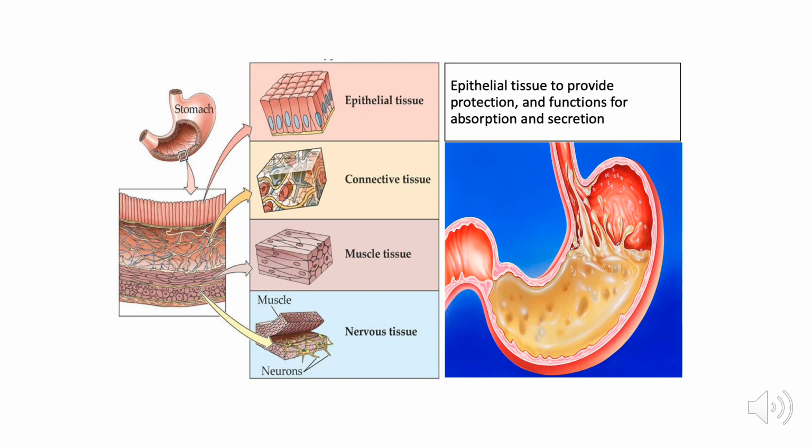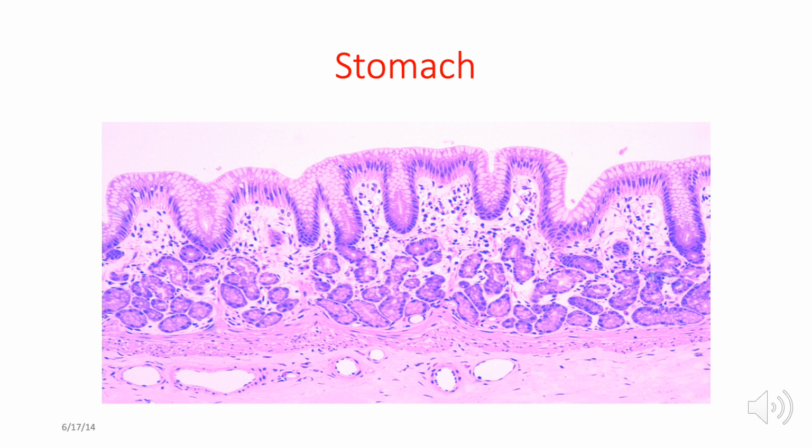Okay, so can we all conclude that the epithelium doesn't have its own blood supply? Primarily because of what? The cells in the epithelium are tightly packed together. So this is how the stomach would actually look under the microscope.